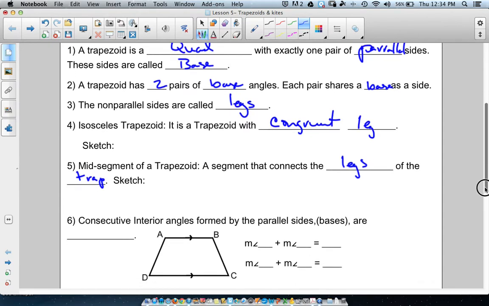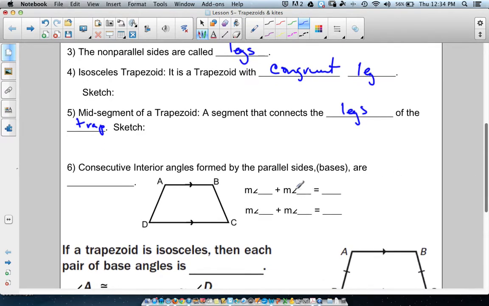Number 6 we can see right here. Consecutive interior angles are formed by parallel sides. So A and D are what we can consider interior angles, and they are formed by the parallel base up here and that base down here. So A and D equals 180. These are both supplementary. And B and C are supplementary, and they add up to 180 also.